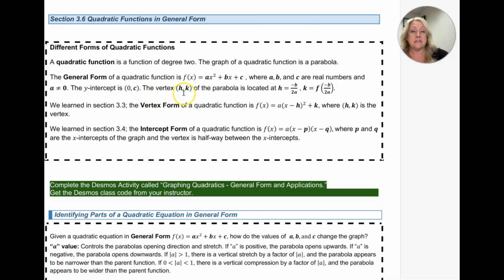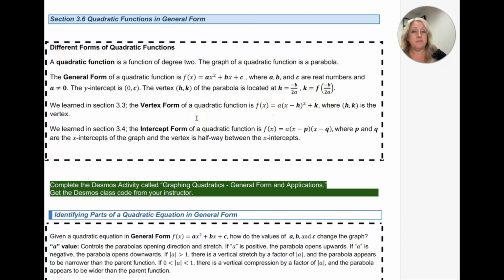And the vertex is at h, comma k. However, you'll notice in this general form, we don't have an h, comma k, so we can't easily pick out where that vertex is at. So we actually need to have a vertex formula to help us find that. H is negative b over 2a, so that's our x-coordinate. And then once we find that, we will plug that back into our equation in place of x to figure out what that f of x value is.